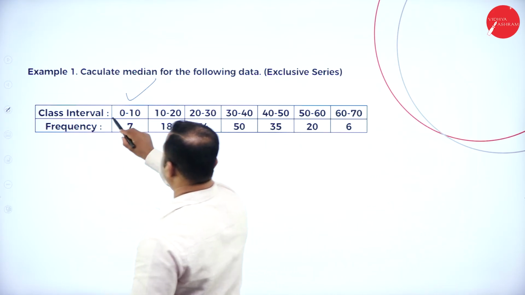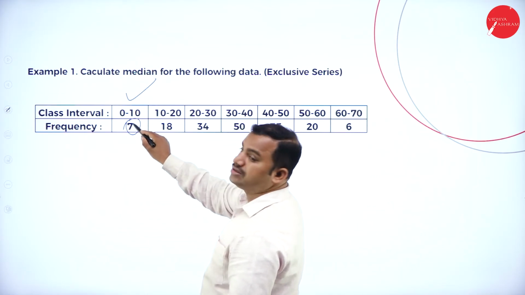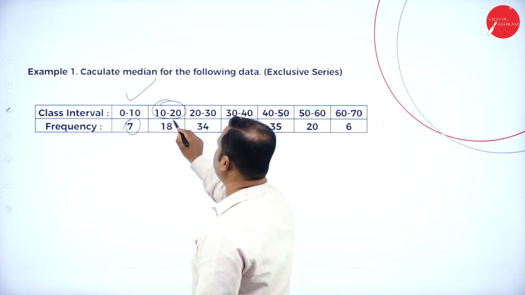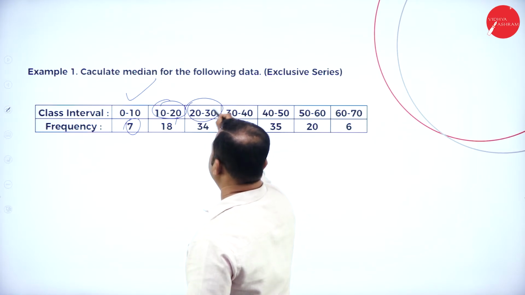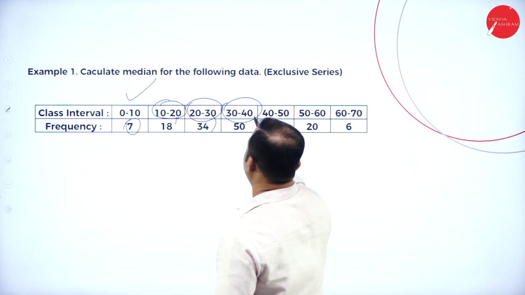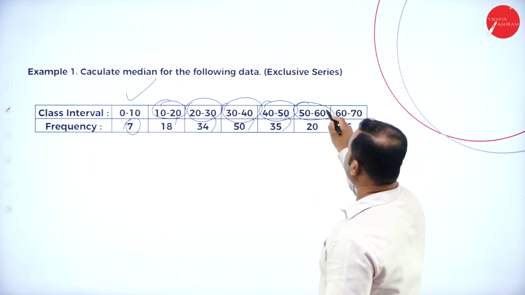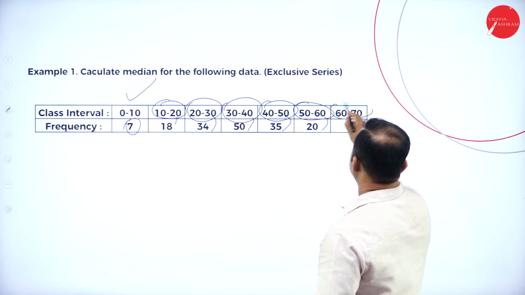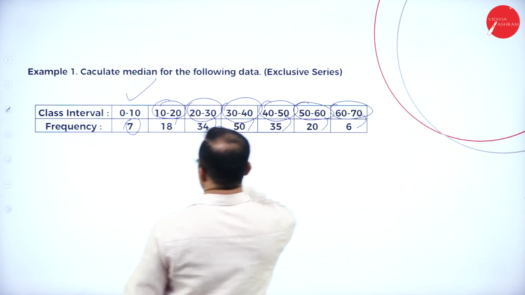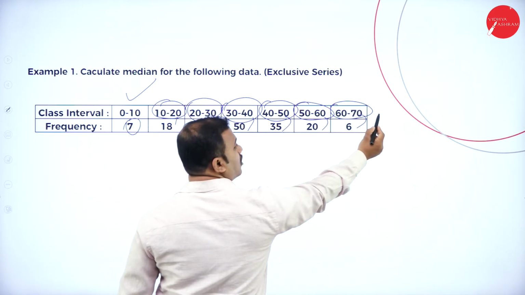Class interval: between 0 to 10 we have 7 items, between 10 to 20 we have 18 items, 20 to 30 we have 34 items, 30 to 40 we have 50, 40 to 50 we have 35, 50 to 60 we have 20 items, and 60 to 70 we have 6 items. So we have these items arranged in increasing order.